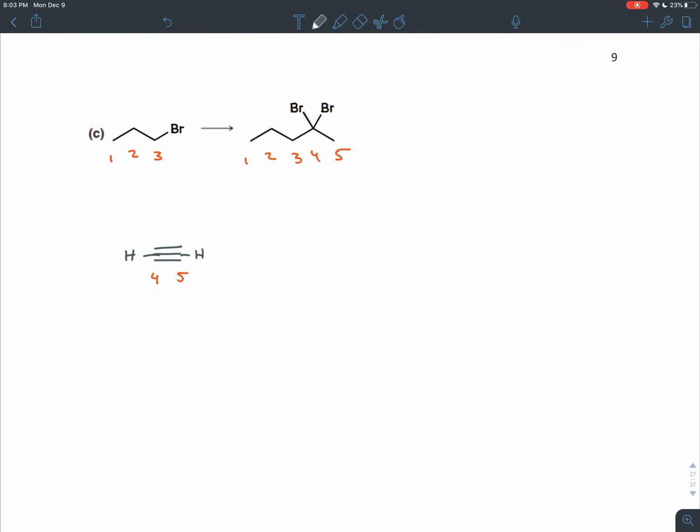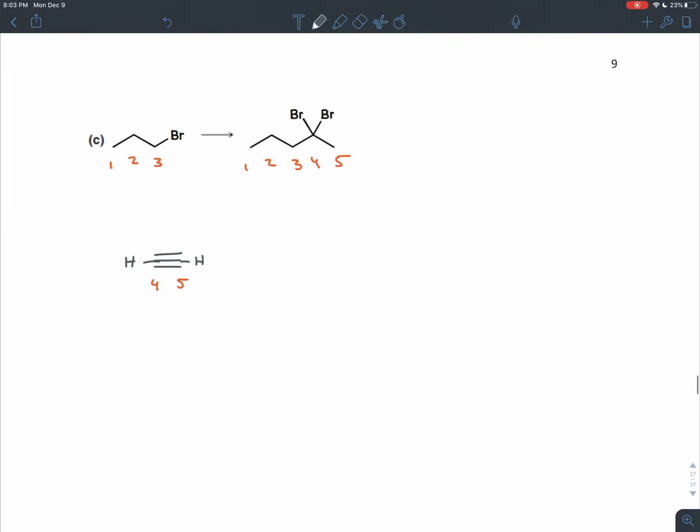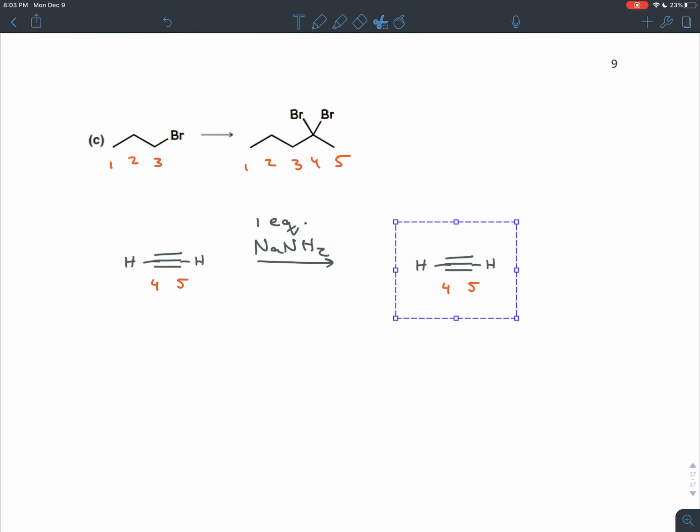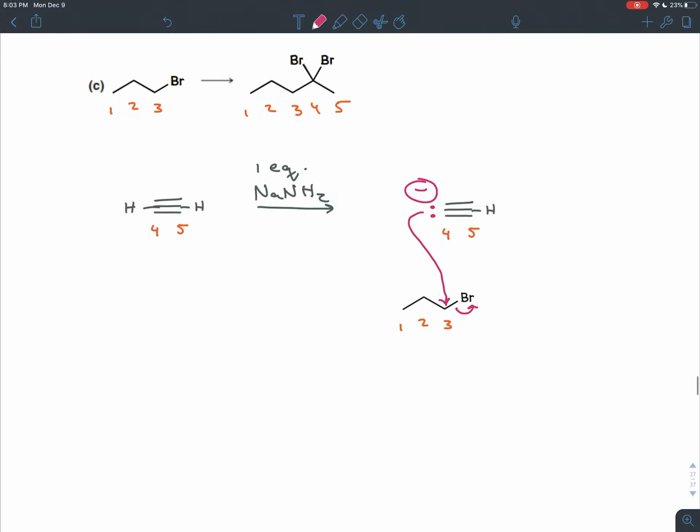It burns very hot. And what we can do is treat that with 1 equivalent of sodium amide, and that strong base will rip off this hydrogen here. The electrons in the bond will snap back onto carbon number 4, where there'll be a lone pair with a full negative charge. In other words, we've turned that carbon into a nucleophile. And now we can do an SN2 reaction. This carbon number 4 can attack this carbon here and kick the leaving group off.